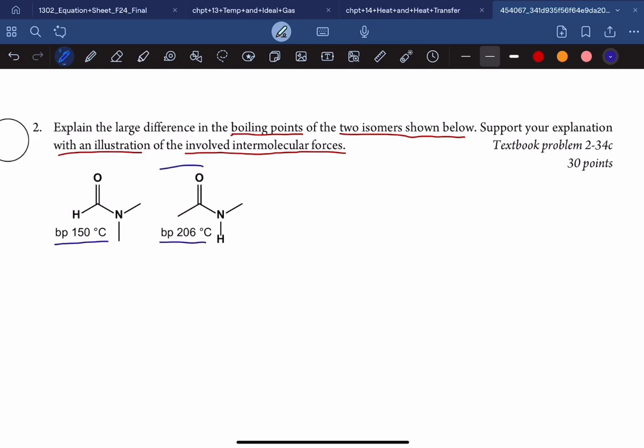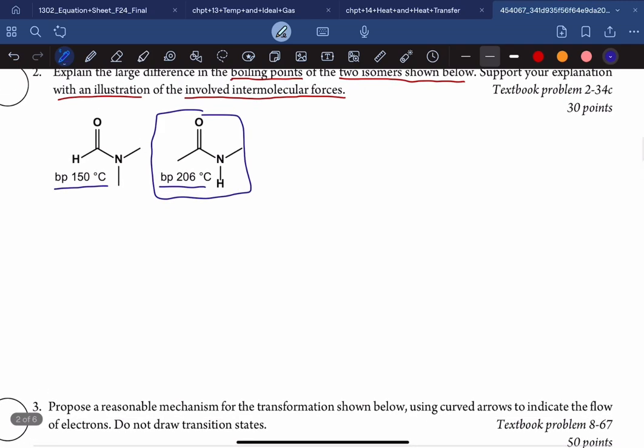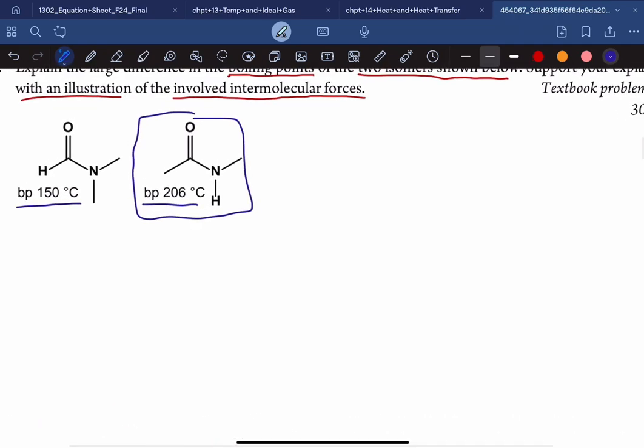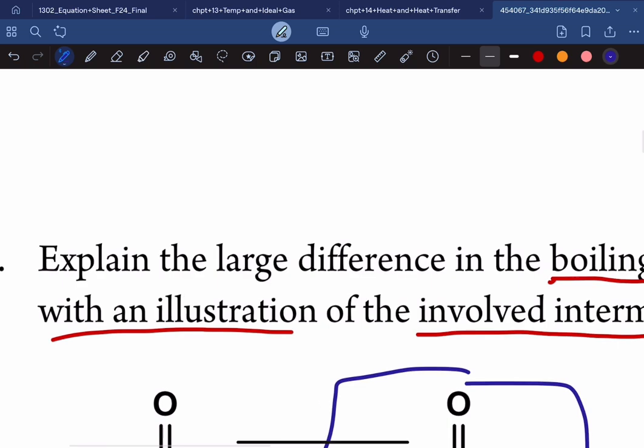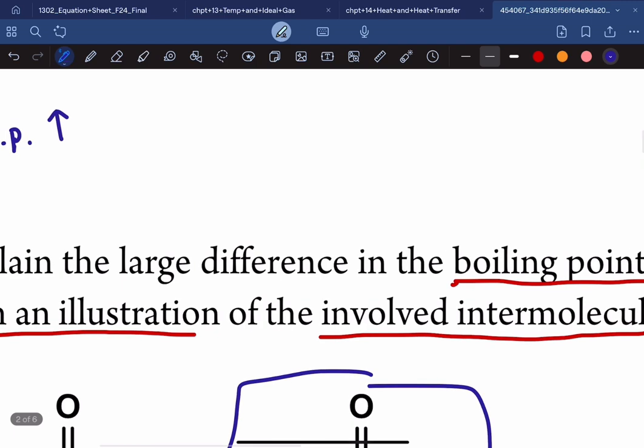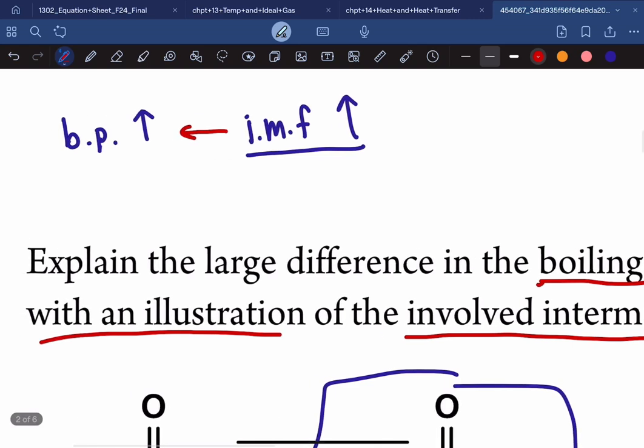So you know that this one has a higher boiling point, okay? So higher boiling point, what does that mean about intermolecular forces? Does anybody know? Hopefully you know that. Let's write this out here. As your boiling point goes up, it's because your intermolecular forces, IMF, also go up. So the more intermolecular forces you have, the higher your boiling point is, basically.